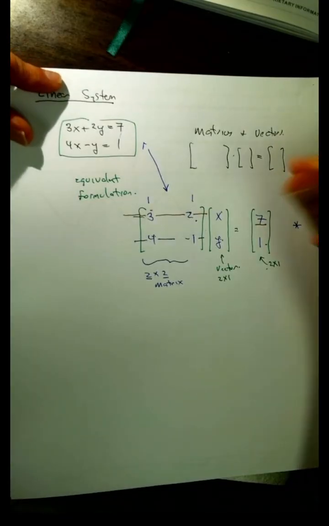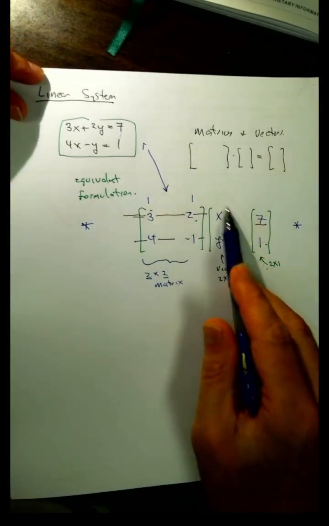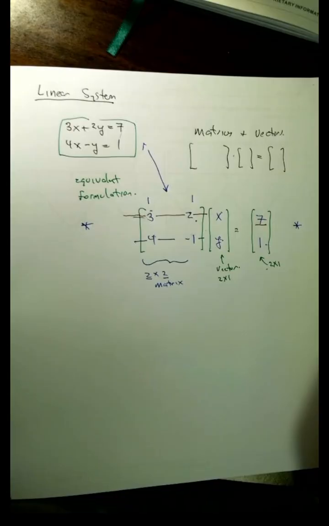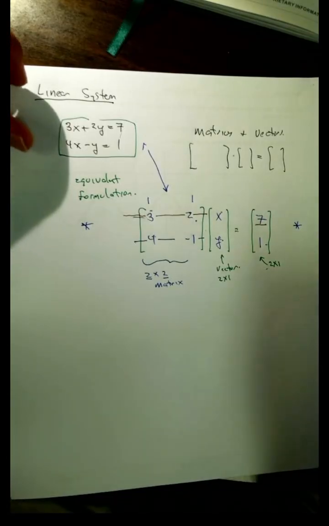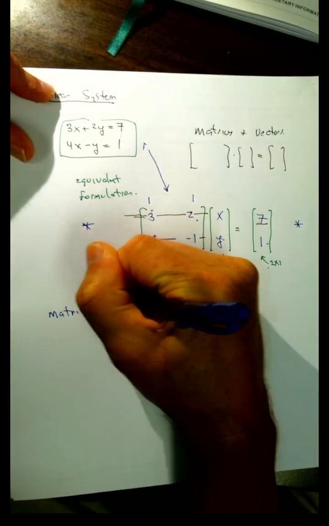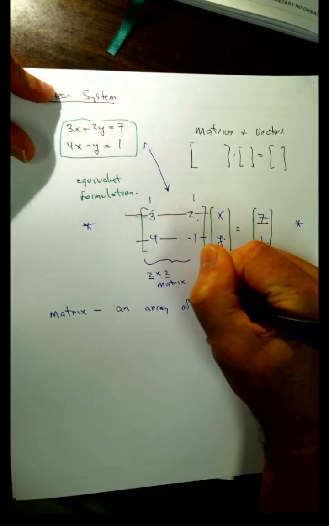It's going to turn out that writing things in this form is going to give us some tools that are going to allow us to work with these in a much more profound way. And this is going to be much more convenient for putting on a computer and having the computer solve systems. So what do we have? We're going to have a matrix. It's just an array of numbers.